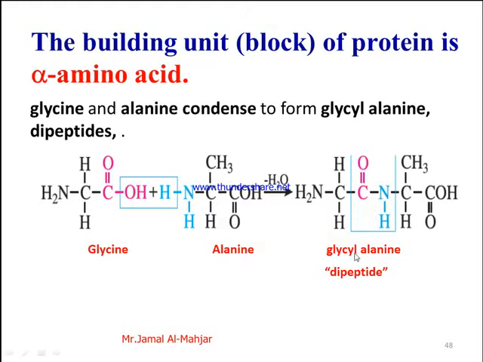The name for this compound: because I remove OH from the glycine, I remove I-N-E and replace it by YL in the name. So glycine changes to glycyl. And the one from which you remove H has the same name as what? As alanine. So the name of the compound is glycylalanine. But the type of this compound is dipeptide. Why? Because it contains two amino acids. And how many peptide bonds? We have only one peptide bond.